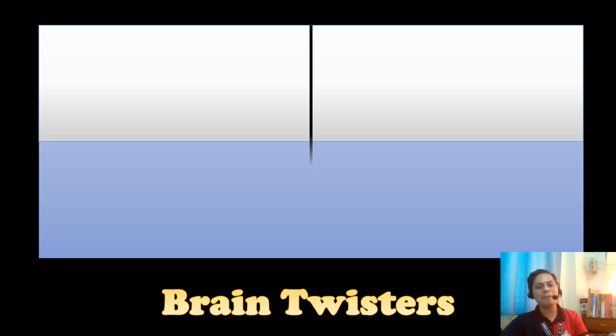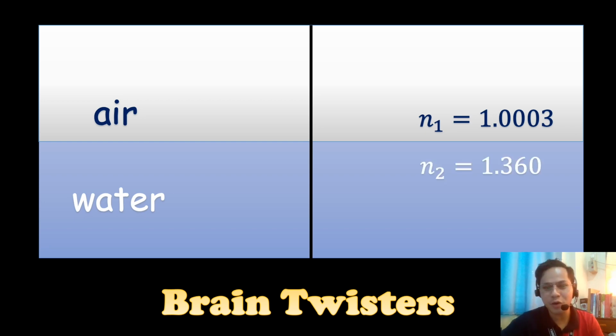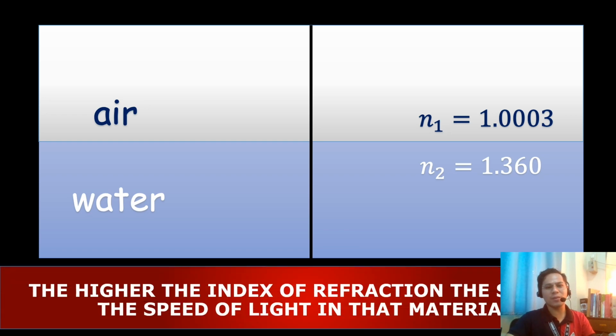For example, there is air and water, and light travels from air to water. N1 is the index of refraction of the first medium, where the light comes from. And n2 is the index of refraction of the second medium, where the light is going. Okay? In this case, in which medium does light travel faster? Light travels faster in air.